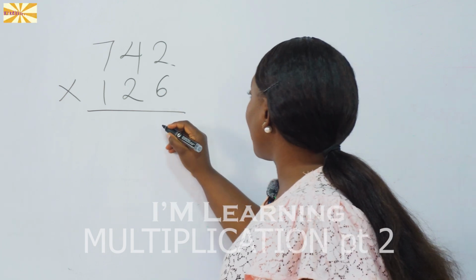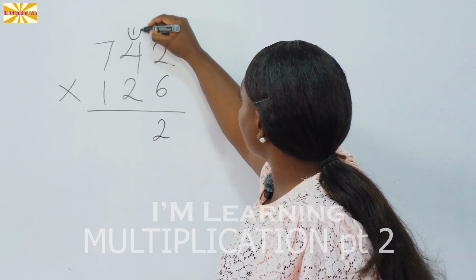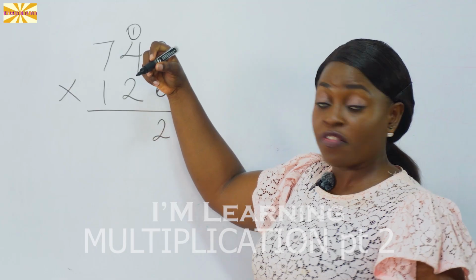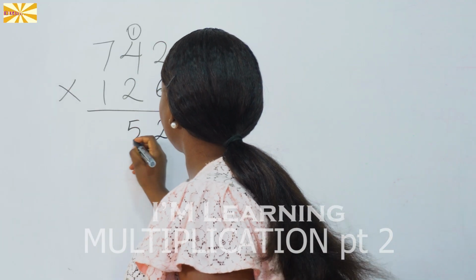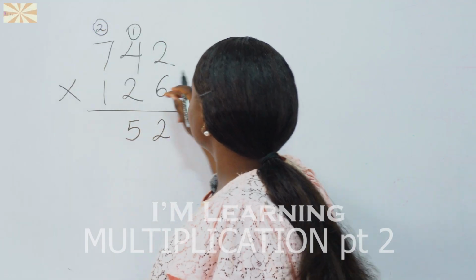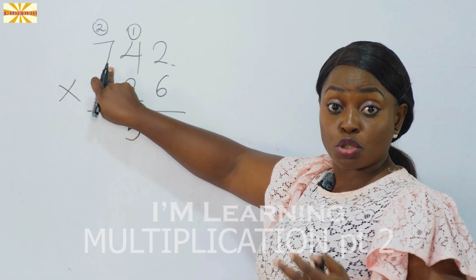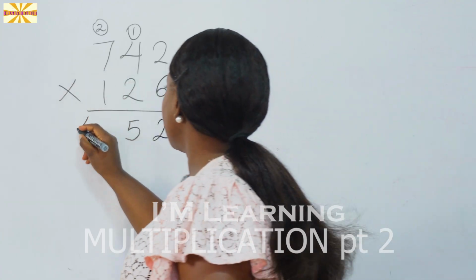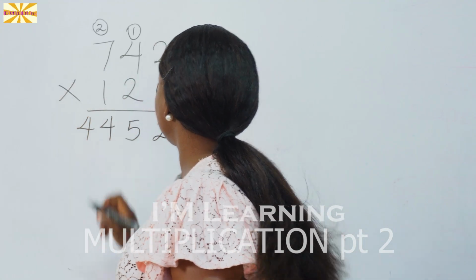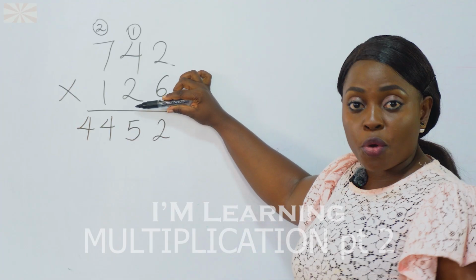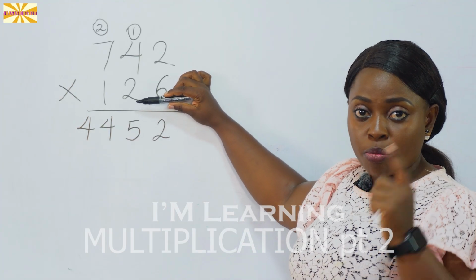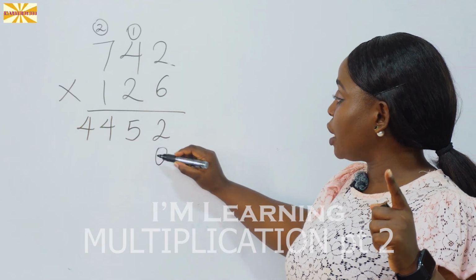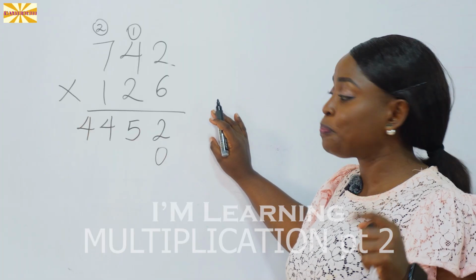6 times 2 is 12. 2 will carry 1. 6 times 4 is 24. Plus that one we carried is 25. Then 6 times 7 is 42, plus the 2 that we carried is 44. The next number that we're going to be multiplying the top by is 2. But remember, we're going to put a placeholder here. No number is going to be there.